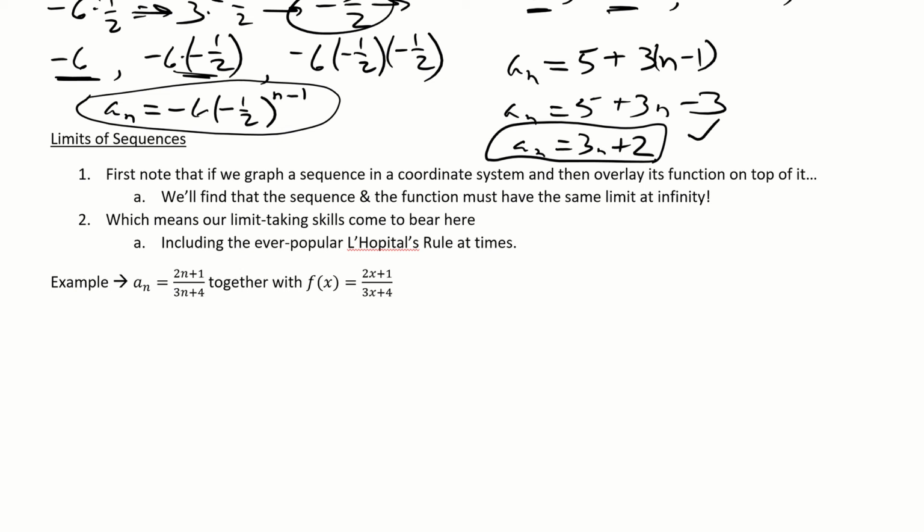Alrighty then, let's finish off section 11.1 and talk about the limits of sequences. You're going to find that you have already got a lot of the techniques and skills necessary for this part of the homework from Calc 1. So first note that if we graph a sequence in a coordinate system and then overlay its function on top of it, this is what we're talking about.